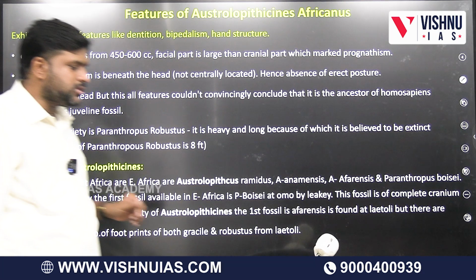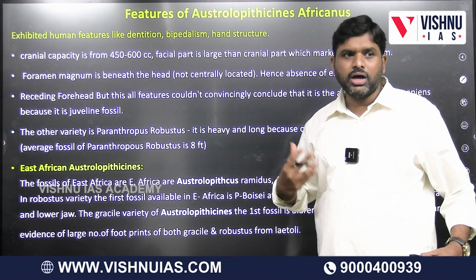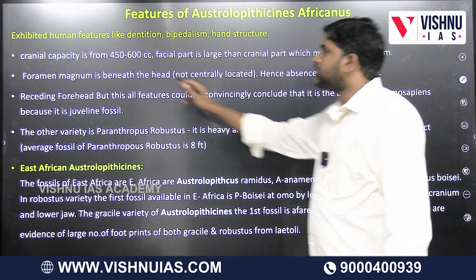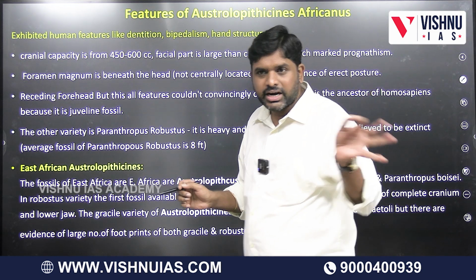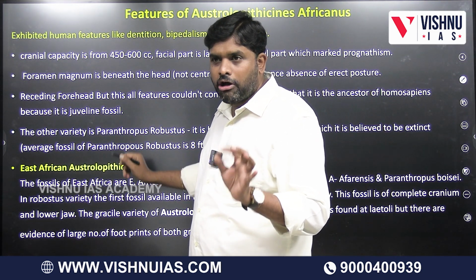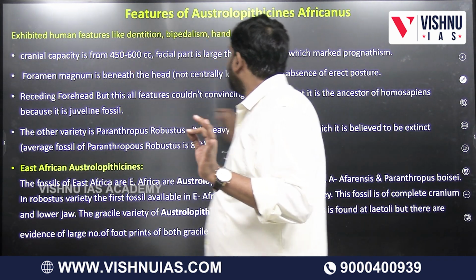Features of Australopithecus africanus. How are the features? The first one is cranial capacity, 450 to 600. Understand this. So, the cranial capacity of Australopithecines is 450 to 600 cc.